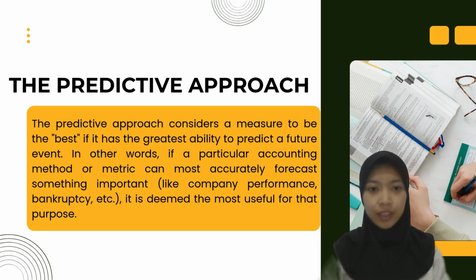For example, if you're trying to predict whether a company might go bankrupt or how well it will perform in the future, and you have multiple accounting methods to choose from, the predictive approach will guide you to select the one that has historically been most accurate in predicting those outcomes. This approach is especially helpful when choosing between several accounting methods rather than relying only on theory or tradition. It uses real-world predictive performance as the basis for selection.